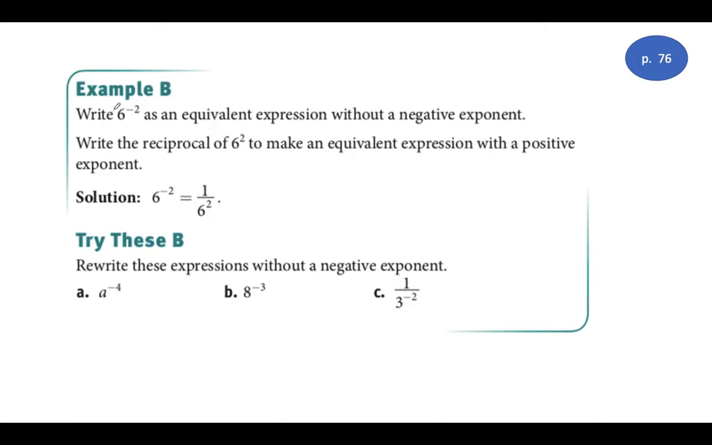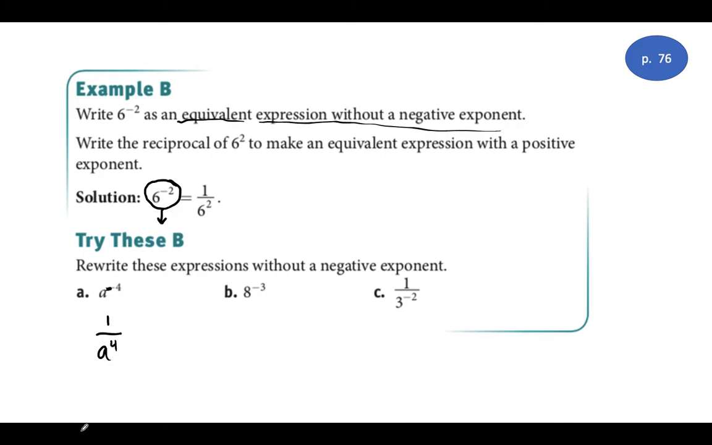Okay, write 6 to the negative 2 as an equivalent expression without a negative exponent. This is what we're going to be doing over and over again. Every time you have a negative exponent, it is your job to get rid of that negative exponent. The way you're going to do it is you are going to move that whole power to the other side of the division bar, in this case, the denominator, and the exponent goes from negative to a positive. All right, so for a, we have a to the negative 4th power. That negative on the exponent tells me these 4 factors of a don't belong in the numerator.